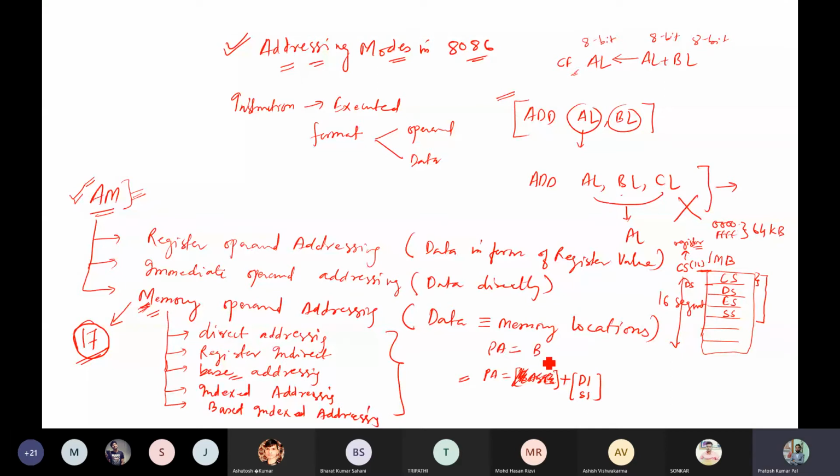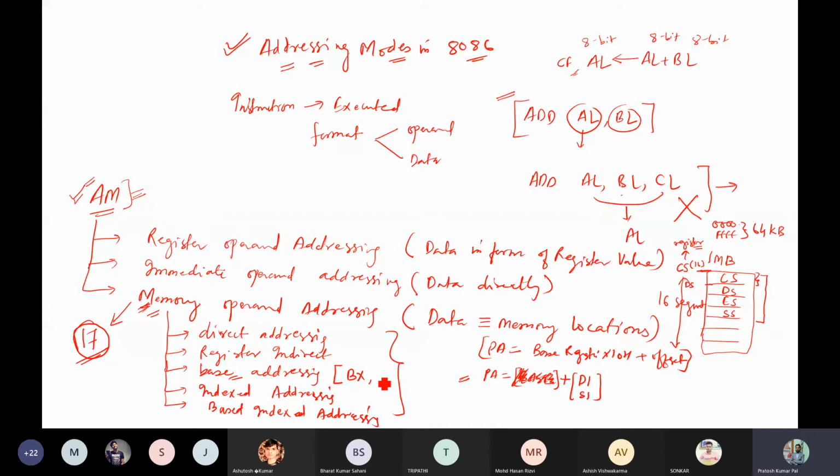Segment register multiplied by 10H plus offset. This will give the physical address. Okay. So here in base addressing, the base registers that we will be using are the BX register and the base pointer. These two are used as base registers to find out the location of the memory.